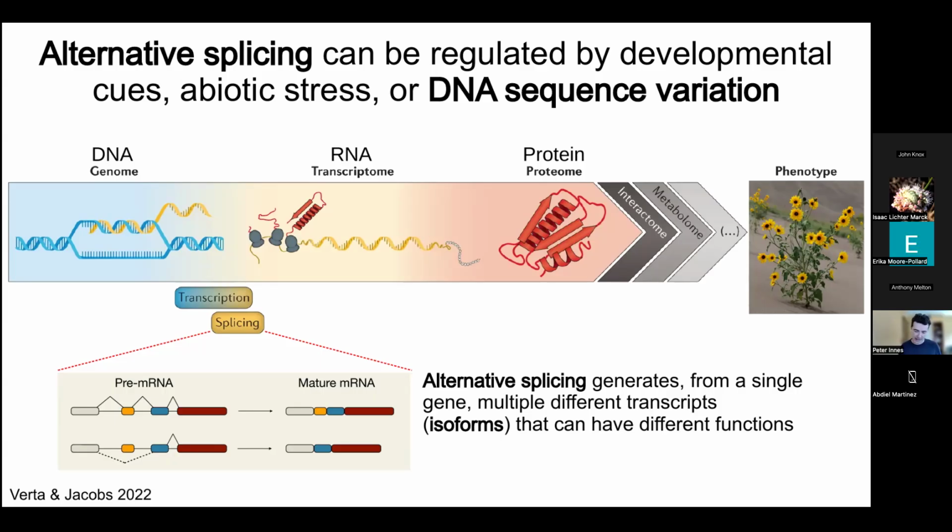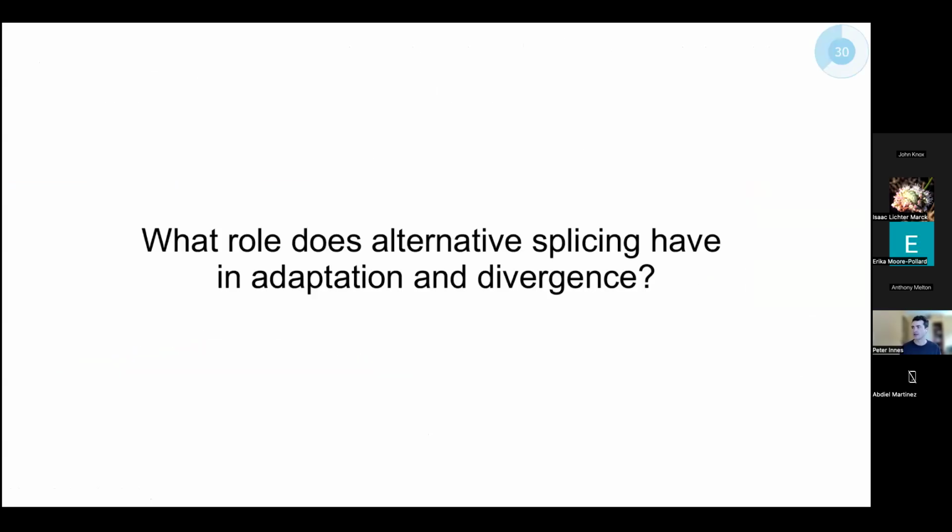And because it has this genetic component, that means it can evolve and potentially contribute to adaptation. So that's another more specific question I'll be addressing, which is what role does alternative splicing have in adaptation and divergence?